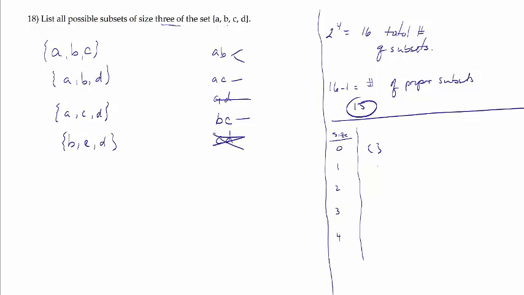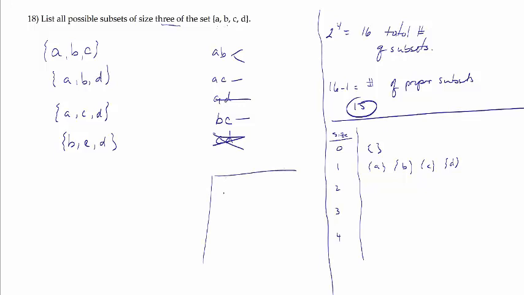How many subsets do I have of size 1? Well, I've got 4 elements, so I'm going to have 1, 2, 3, and 4: the set containing just A, just B, just C, just D. For size 2, how many with 2? That's when I have to be a little bit careful about how I list them.